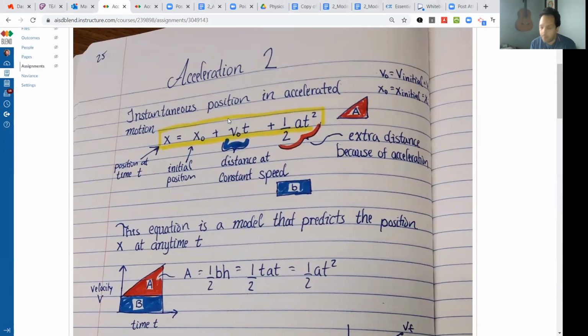So these are models of accelerated motion is what the book calls it. I should have written it on there. Models of accelerated motion. So what is a model? Well, the equation is a model that predicts the position x at any time t. So that's this first one here. Instantaneous position in accelerated motion. So before we had this equation, velocity times time is distance. It still works. And that is this blue section here on this graph.